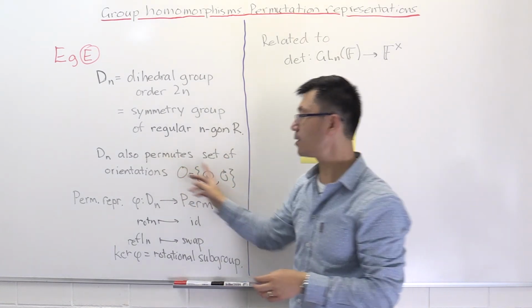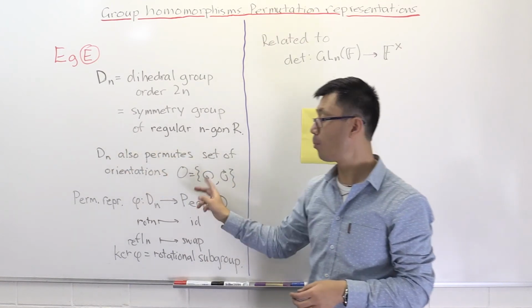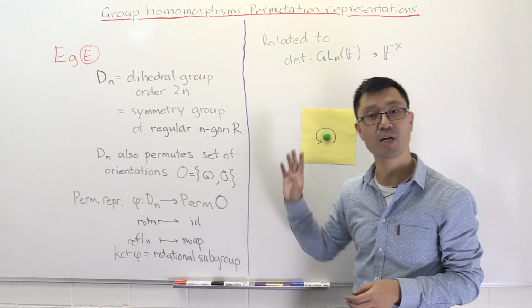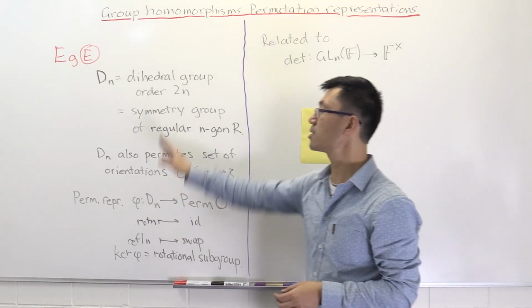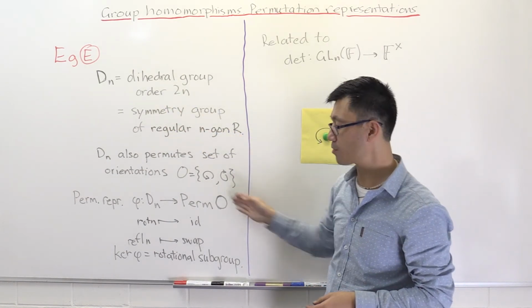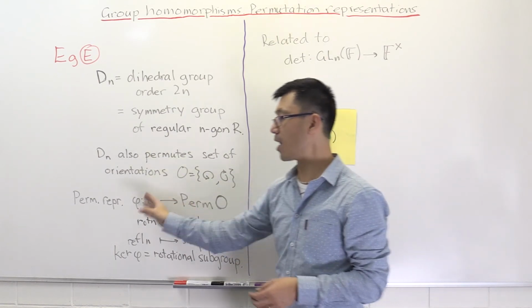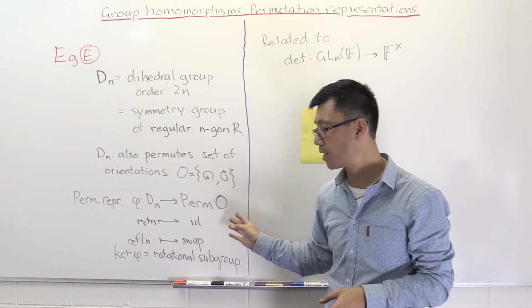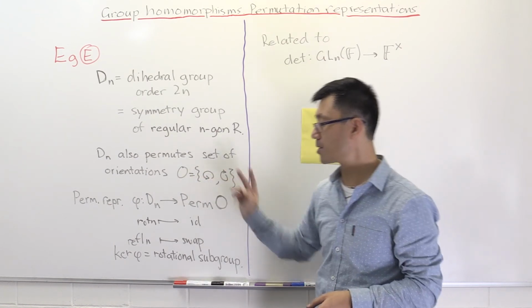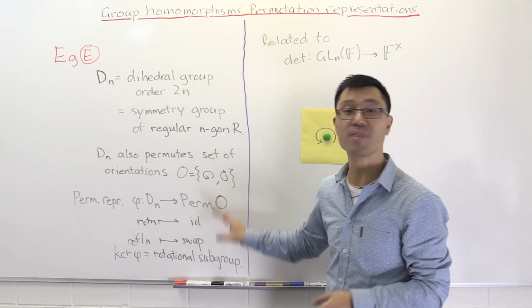And the symmetries of this regular n-gon will permute these two. So this is a rather interesting permutation representation. This is naturally the symmetries of the regular n-gon, but it's going to produce symmetries of some smaller thing, in this case just a set of orientations. And here we've actually lost a lot of information, because there are only two ways that you can permute these two things. Either you leave them as identity or you swap them around. But that doesn't mean that it's uninteresting.